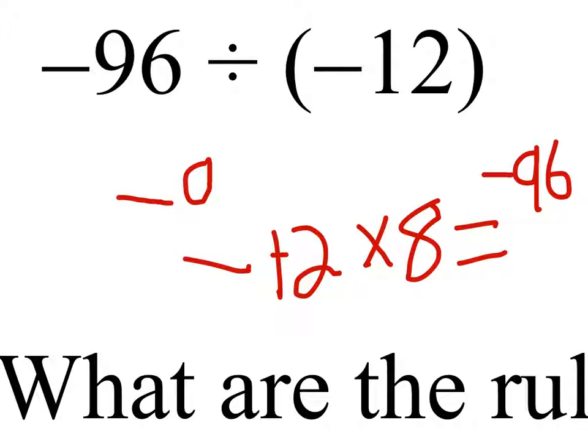So you divide negative 96 divided by negative 12 and you get 8, so you times negative 12 times 8 and you get negative 96. Alright, very nice. Thank you.